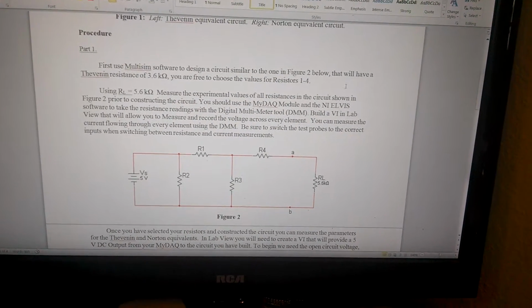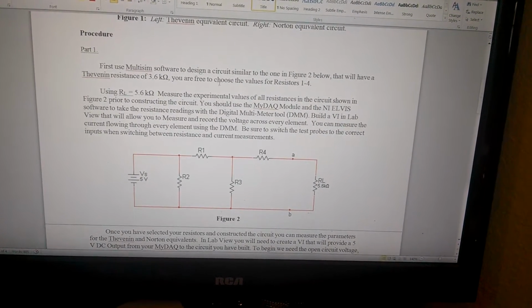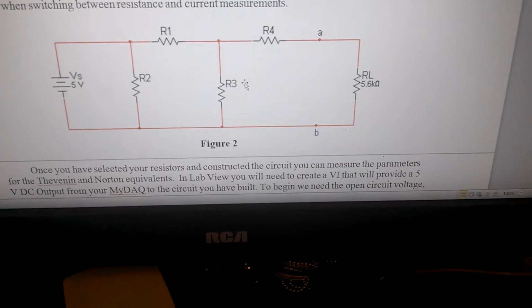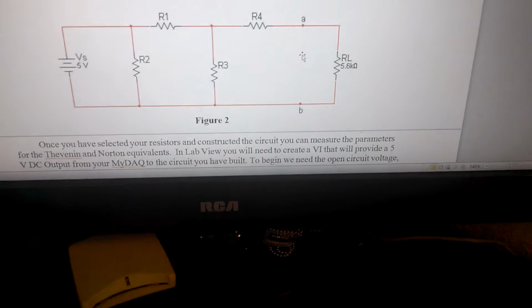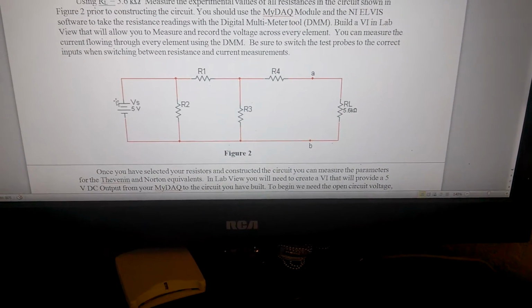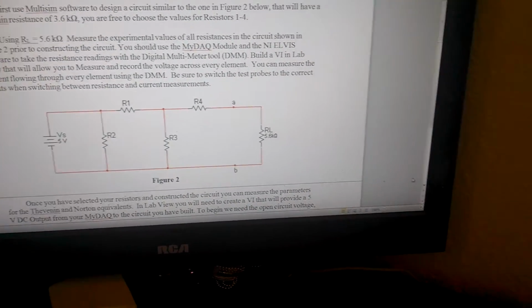we're asked to build a circuit with a Thevenin resistance of 3.6 kilo-ohms. And you are free to choose the values for the resistors R1, R2, R3, and R4. Recall that to measure the Thevenin resistance, you will have to short circuit this voltage source and then take your measurements between terminals A and B.